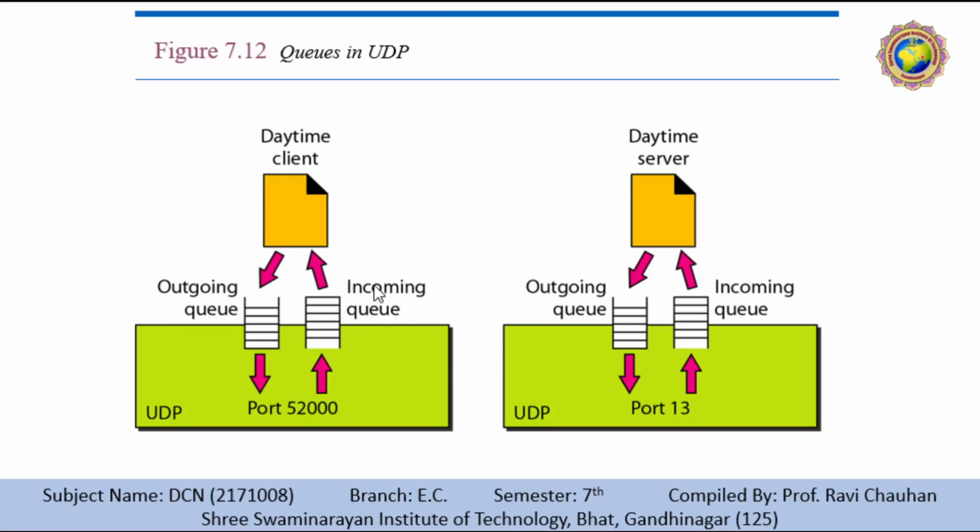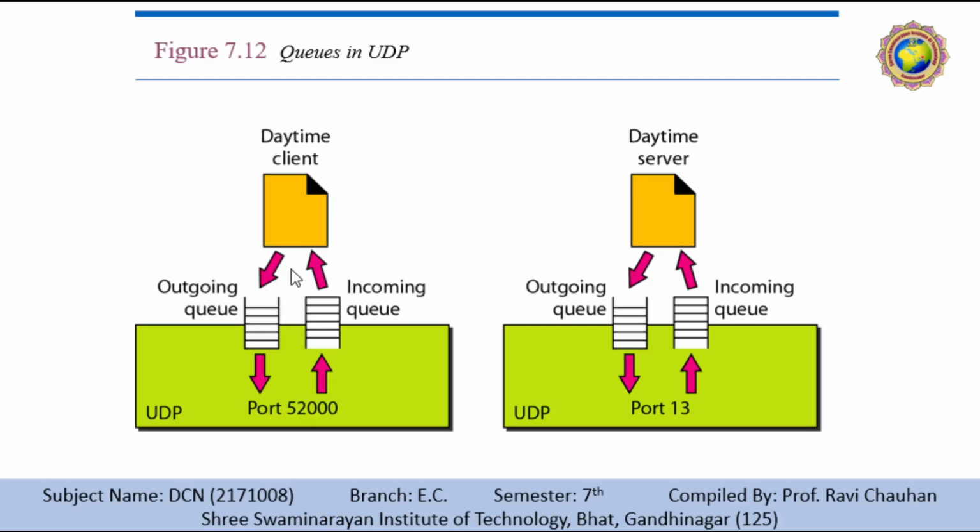When a message arrives from a client, UDP checks if an incoming queue has been created for the port number specified in the destination port number field of the user datagram. If there is such a queue, UDP sends the received user datagram to the end of the queue. If there is no such queue, UDP discards the user datagram and asks the ICMP protocol to send a port unreachable message to the server.